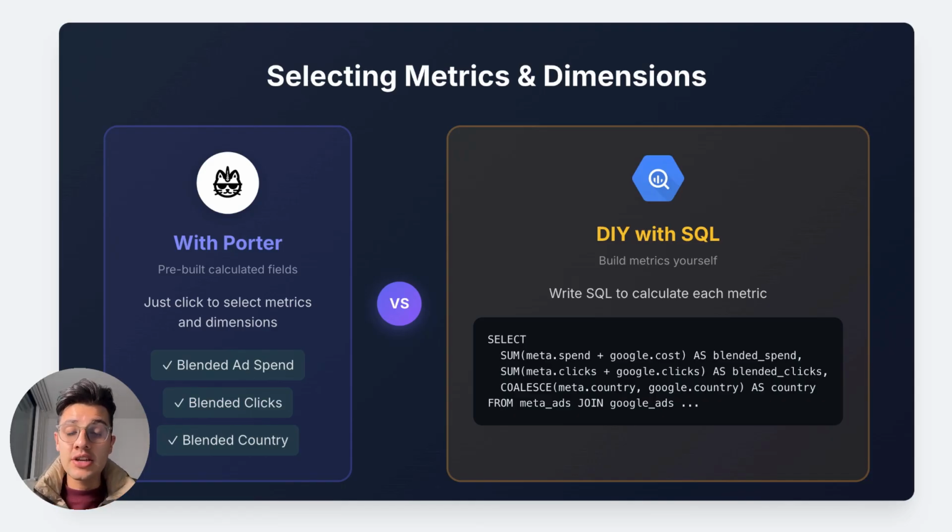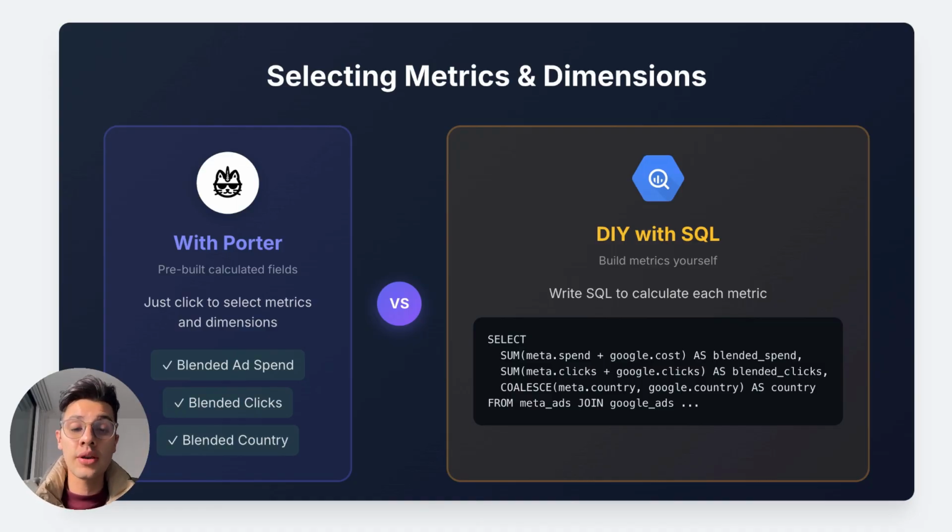Because we manage the join, so we will take care of crossing correctly the information from Meta Ads and Google Ads or whatever data sources you want to cross. And also, we already have pre-calculated metrics and pre-calculated dimensions. You just have to go into our dashboard and pick which ones do you need. That saves you a lot of time.